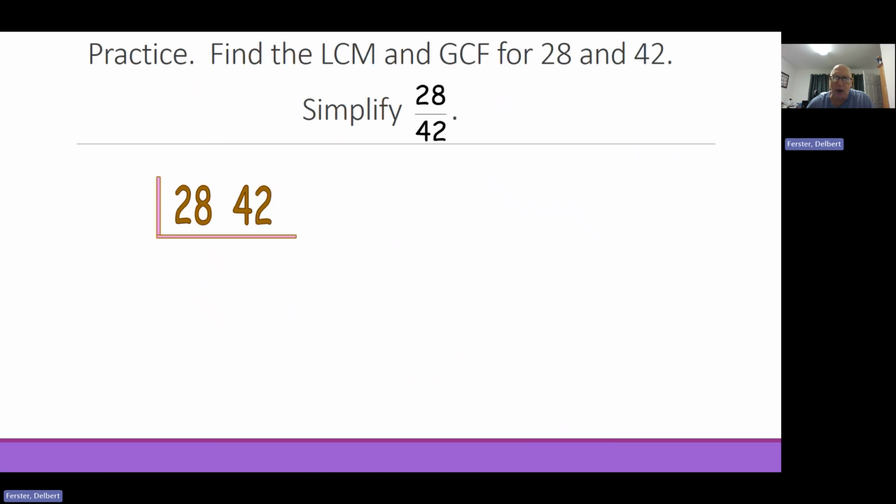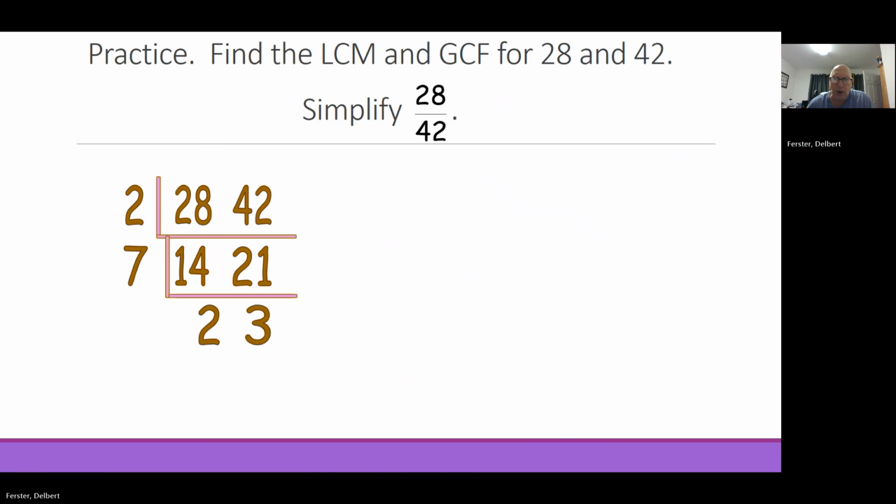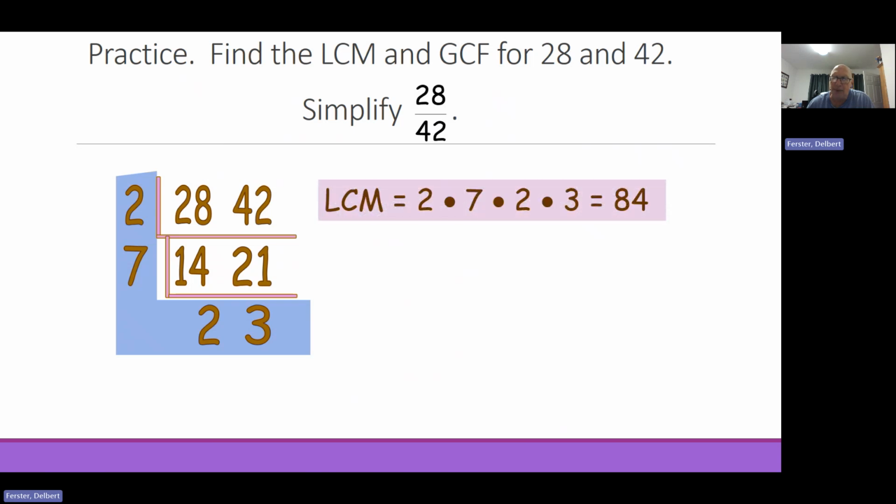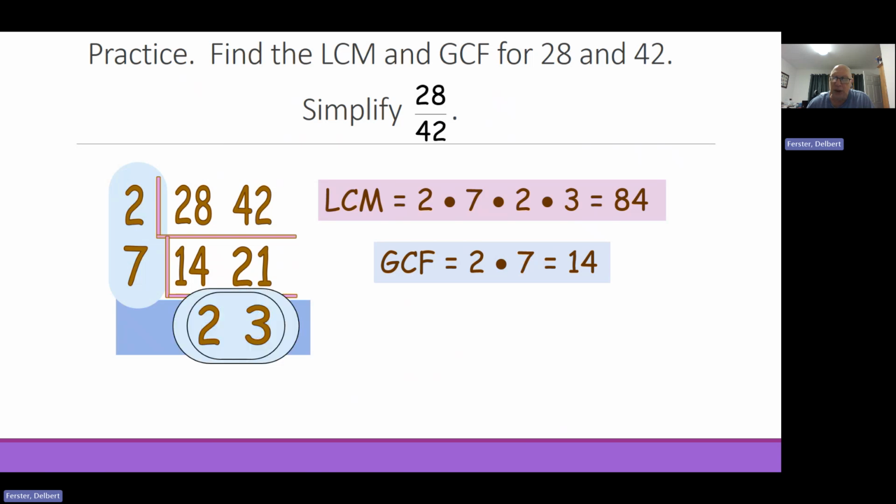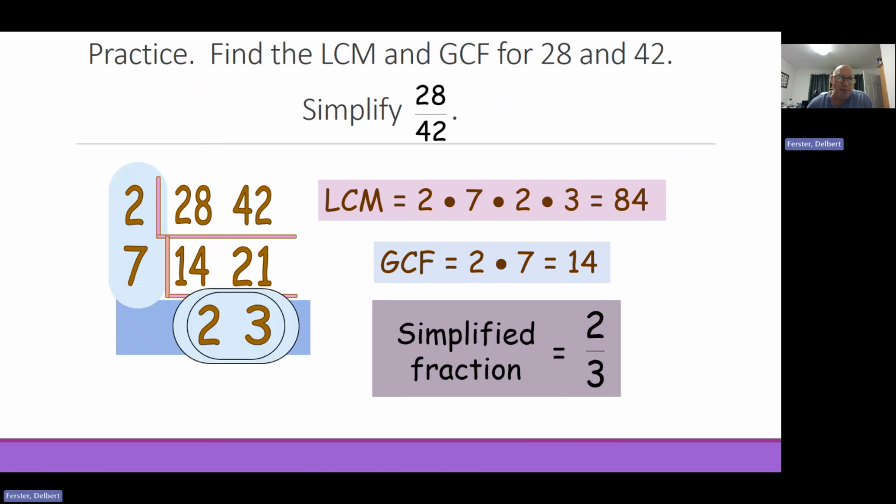All right, so you say, go ahead, find them. You got 28 and 42, just for hoots. 2 will go in. 7 will go in. Done. So you want LCM? Yeah. 2 times 7 times 2 times 3, 84. The greatest common factor, just 2 times 7, 14. If by chance you were tasked with reducing the fraction 28 over 42, 2/3. So I like it. It's versatile.